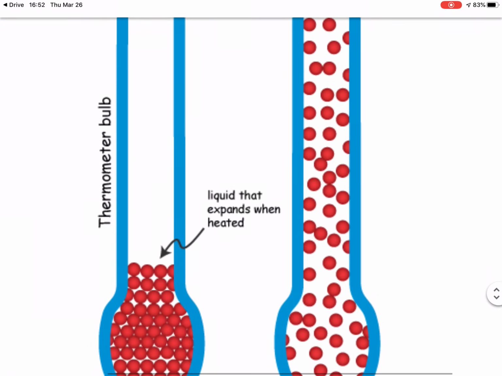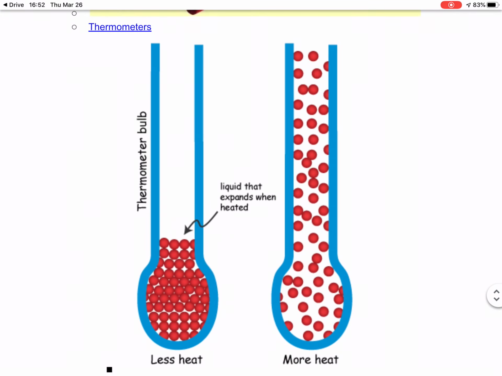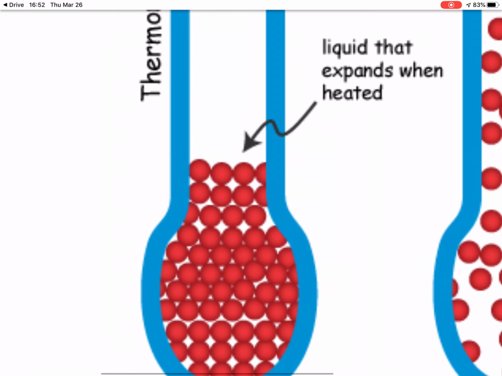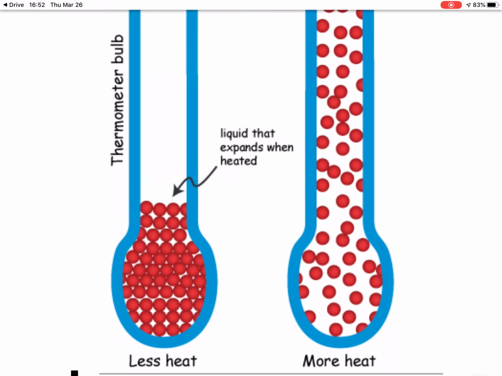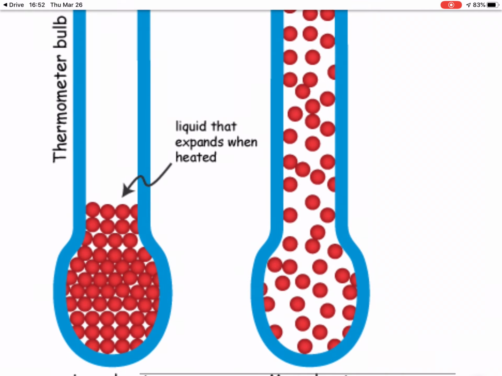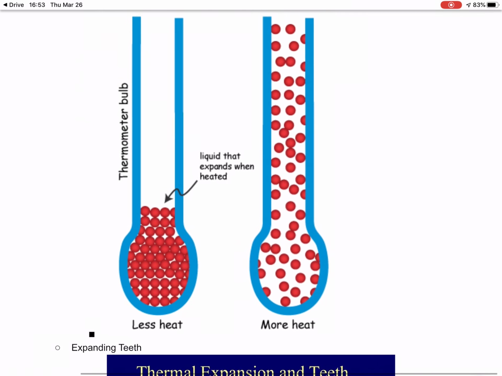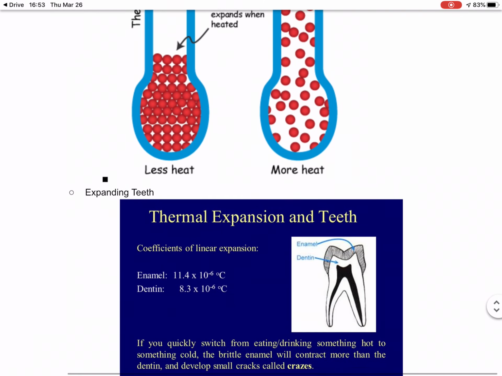Let's look at it a little bit more closely here, and here, basically a thermometer. When you have low heat, the molecules are nice and tight. As they start to heat up, they start to spread out. There are the same number of molecules to the left as there are to the right. They just take up more space, thus expanding.